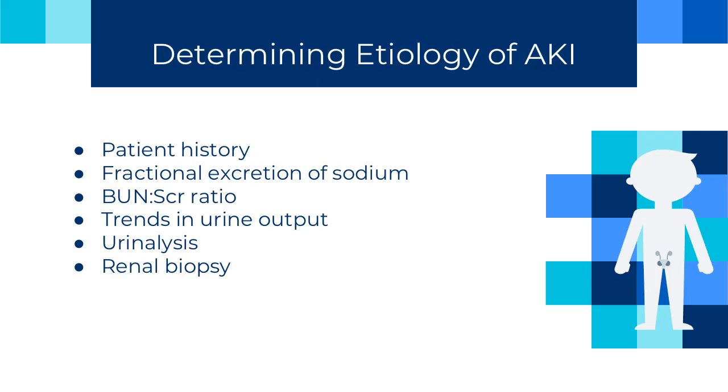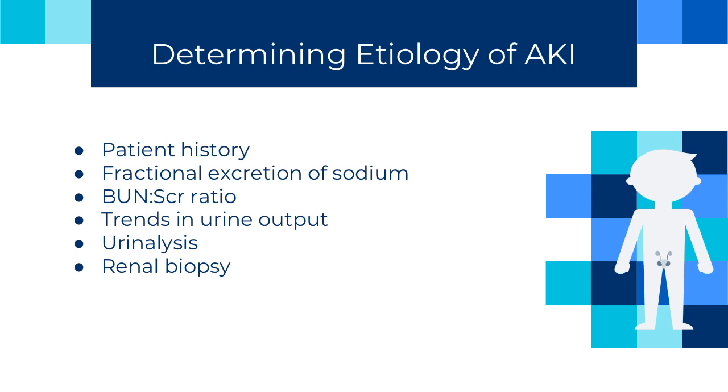In order to deal with the consequences of acute kidney injury, we really need to determine the etiology. And we do that through a number of ways. First, a detailed patient history is always important. A second option is to measure the fractional excretion of sodium. That really just takes the measured amount of sodium excreted in the urine and compares that to the amount of sodium in the blood. A next option is looking at the BUN to serum creatinine ratio.